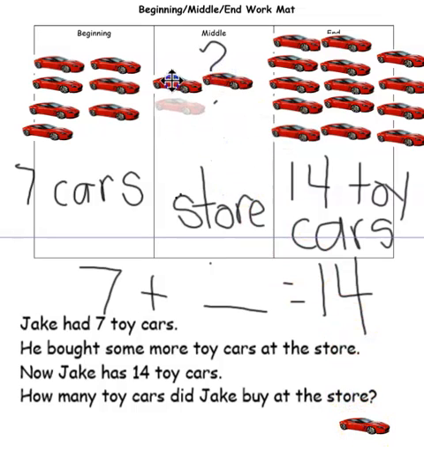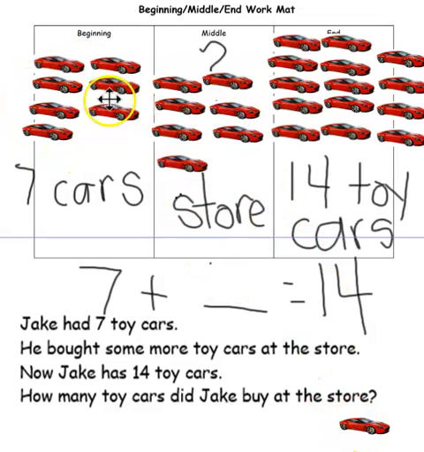2, 3, 4, 5, 6, 7. So 7, 8, 9, 10, 11, 12, 13, 14. Oh, so 7 cars he already had and 7 more that he bought at the store. He had a total of 14 cars. So 7 and 7 is 14.